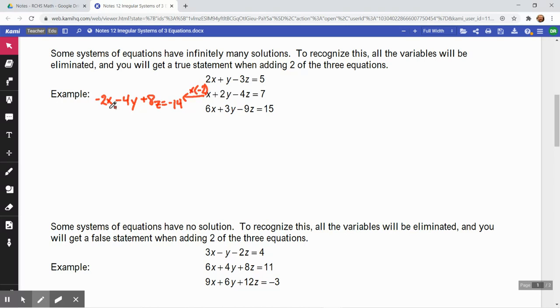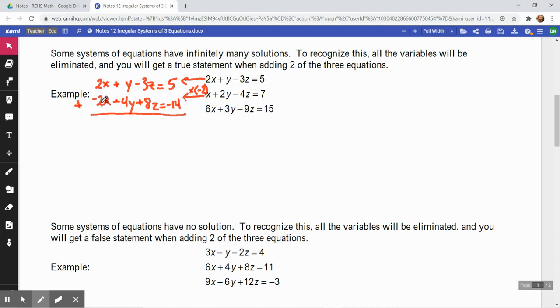So we multiply the second equation by negative 2. If we leave the first equation the same, do absolutely nothing to it, and it reads 2x plus y minus 3z equals 5, we should see that the x terms will cancel when we combine. So let's go ahead and combine these equations.